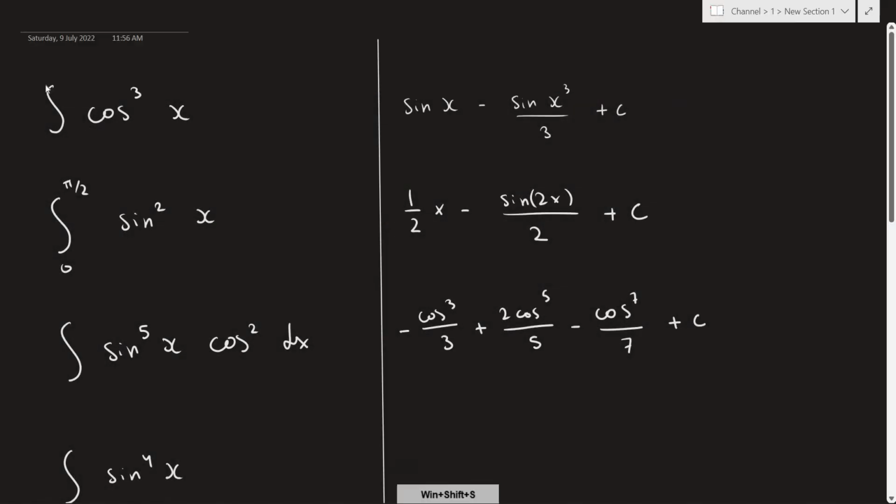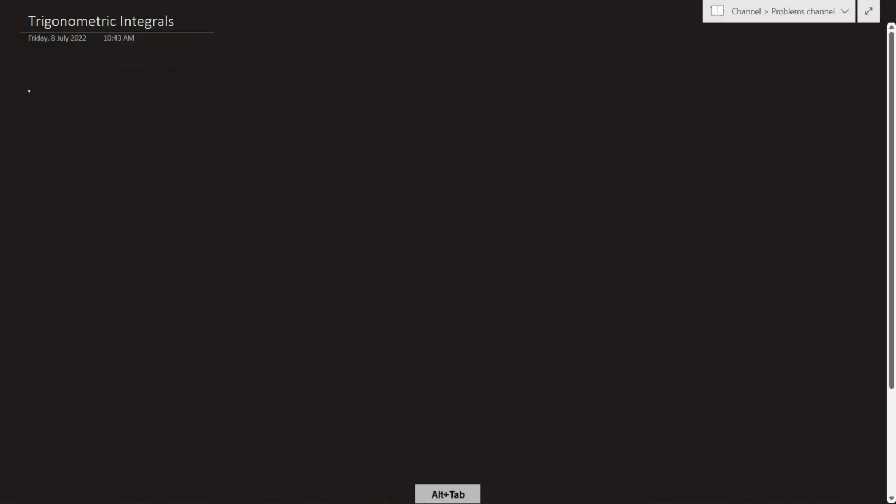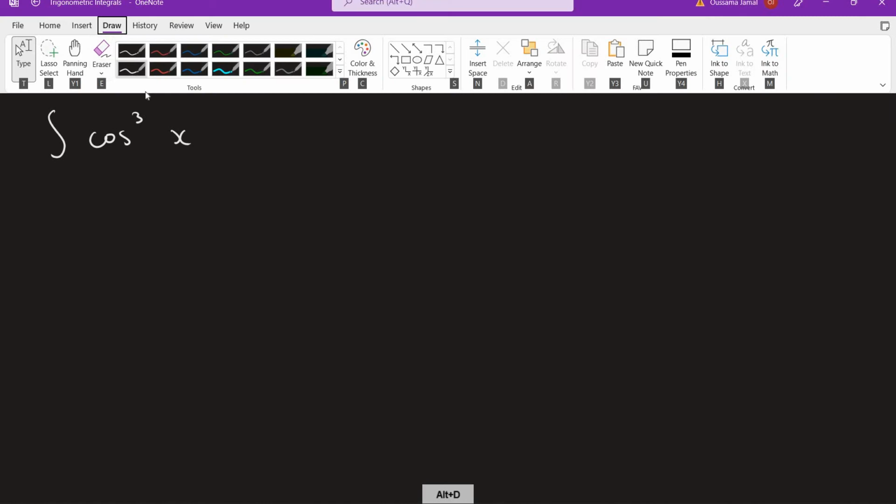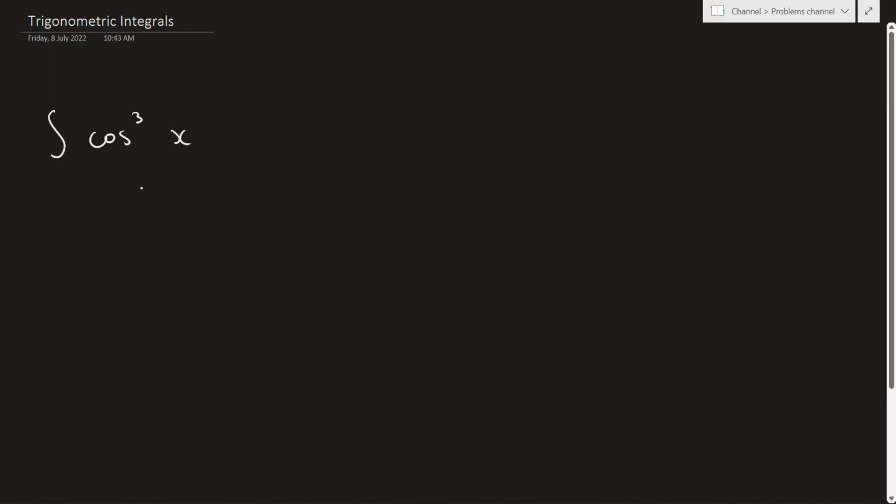So our first question here is cosine cubed. We need to simplify as much as we can first before we integrate, because we cannot integrate cosine cubed now. So what I'm going to do is split cosine cubed into cosine squared times cosine. And now I can simplify cosine squared. Cosine squared can be written as 1 minus sine squared.